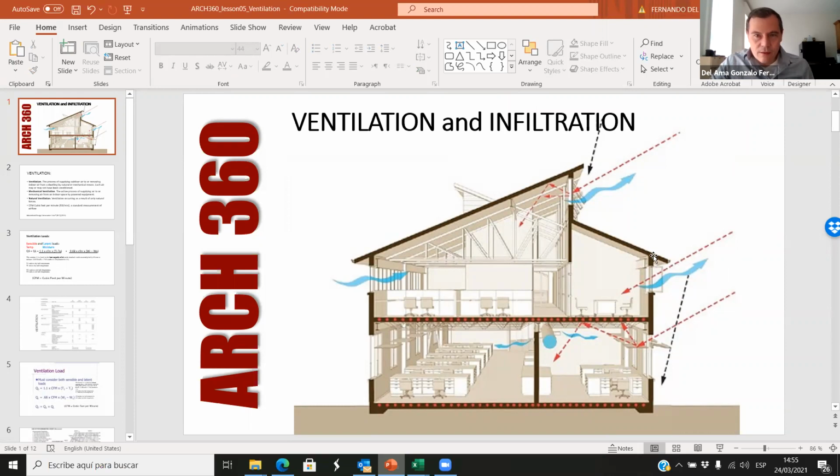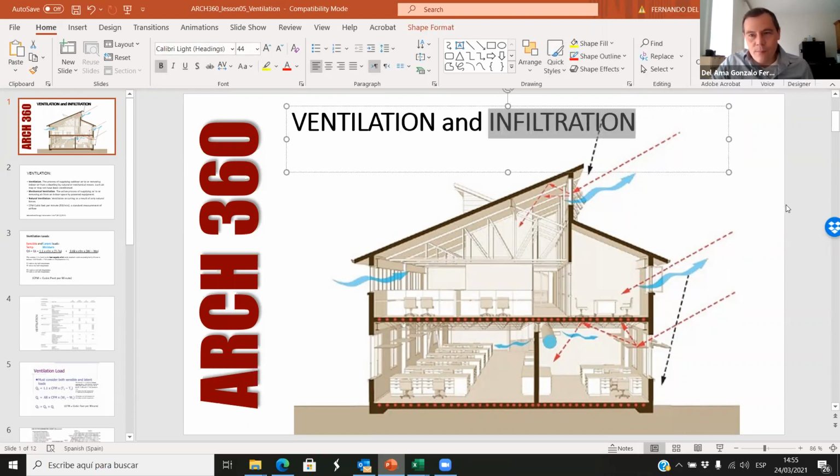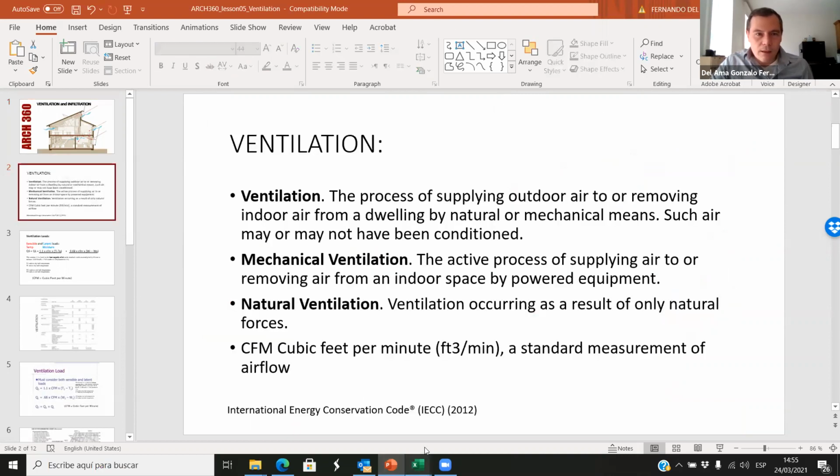So that's the difference. We need ventilation. We don't want infiltration, but it always happens because buildings are not 100% perfect. So we have to reduce the infiltration rate as much as possible. What is ventilation? It's the process of supplying air and removing air. What is mechanical ventilation?